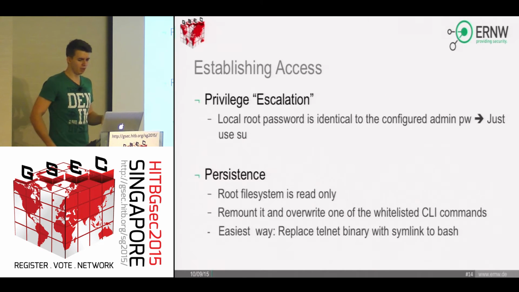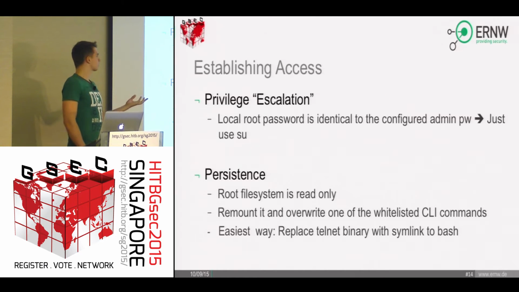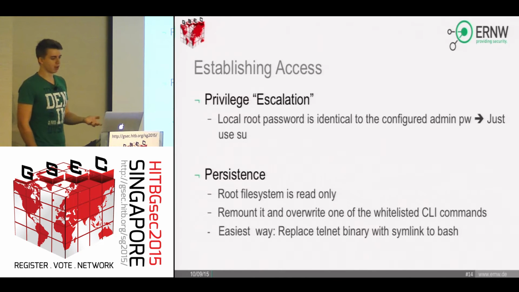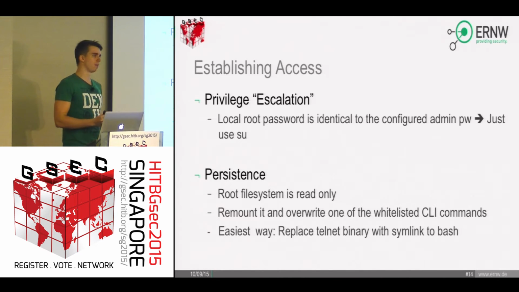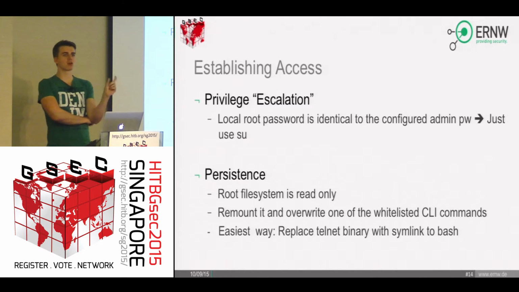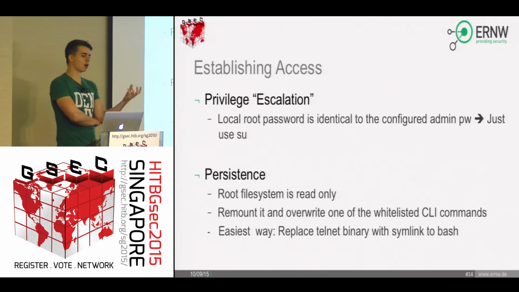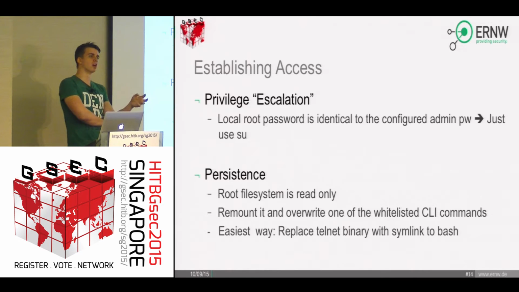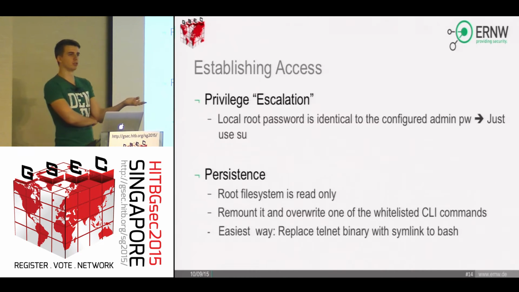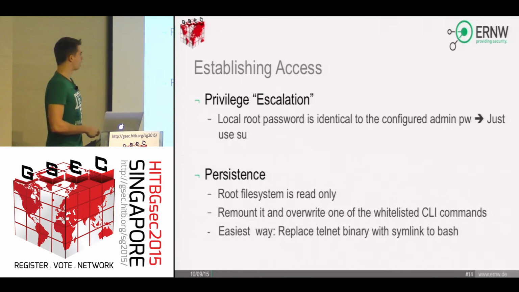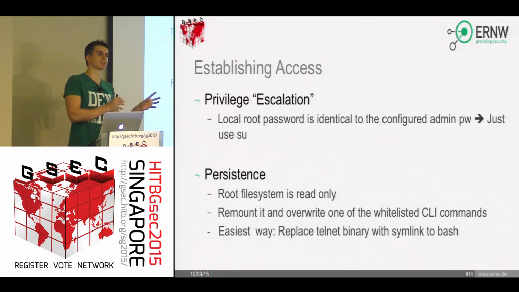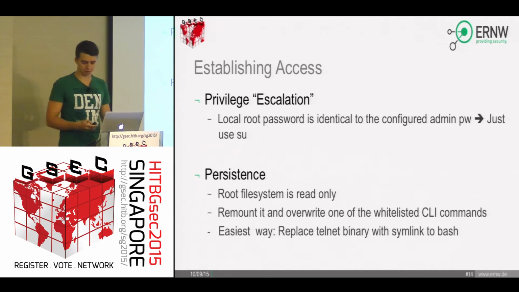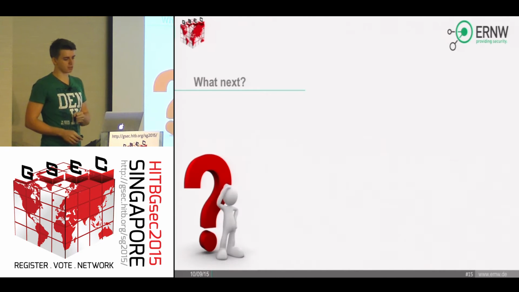root. Now, for the persistence, the root file system is mounted read-only, so you just remount it as writable, and then you replace one of the command line interface commands, the commands that can be used from the restricted iOS-like shell, with a symlink to bash or something. Then you can break out of the restricted shell into a real operating system shell which will run with root. The easiest way, for example, is replacing the telnet binary that's callable from the restricted shell with a symlink to bash, and then you just log into the box normally, enter telnet, and you have a root shell on it. So these are the first steps.